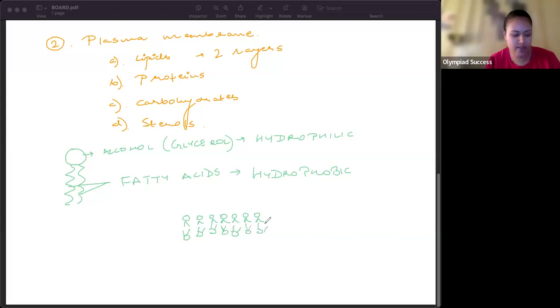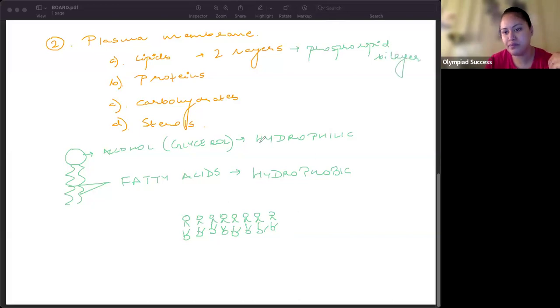This is a very basic model that I'm showing you. Of course, we'll do the diagram also in detail when we come to the regular class, but this is just for explanation. So this is your lipid layer. Lipids have phosphate groups attached to them. That is why they are known as phospholipids. So that is why we call it the phospholipid bilayer.